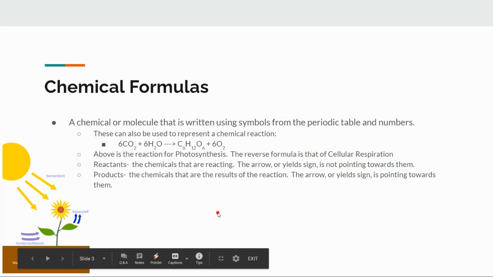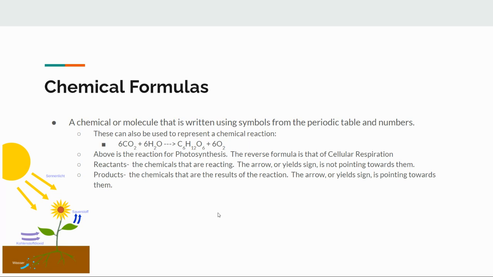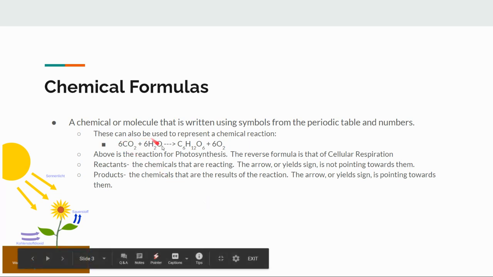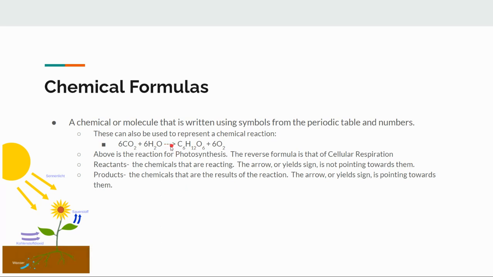So the reactants are the chemicals that are reacting, and the arrow or yield sign, which is right here, is not pointing towards them. The products, or the chemicals that are a result of the reaction, are the ones the arrow or yield sign is pointing towards. So in this particular example, the arrow is pointing towards C6H12O6 and O2. So these are the products, and the arrow is not pointing to CO2 and H2O. So these are the reactants.